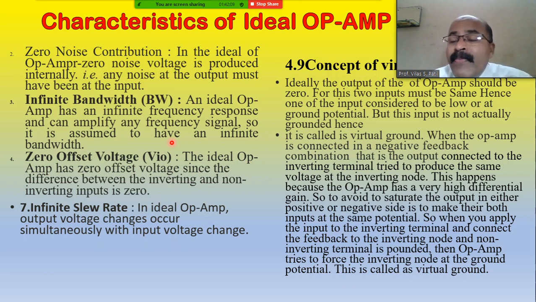Infinite means in zero time interval. Friends, the denominator should be zero. It is a ratio, I told you earlier: the rate of change of output voltage with respect to the time interval, delta t. And delta t should be zero, meaning within an instant, within a moment, output should be very high. Output should be very high.